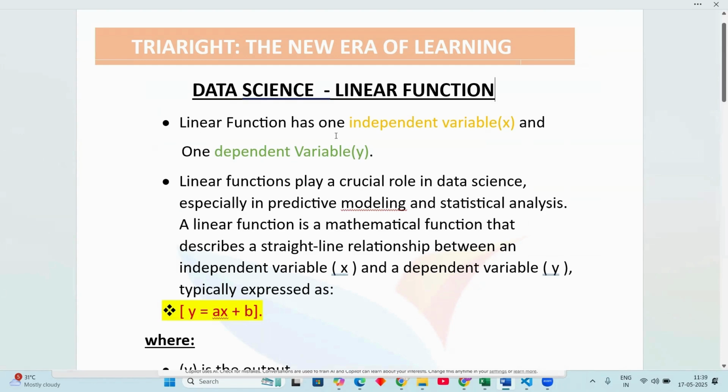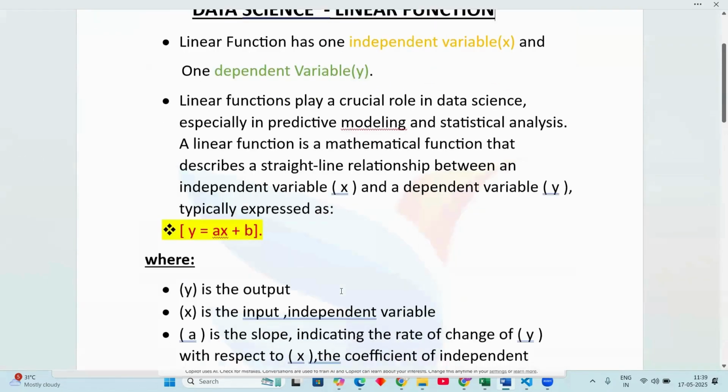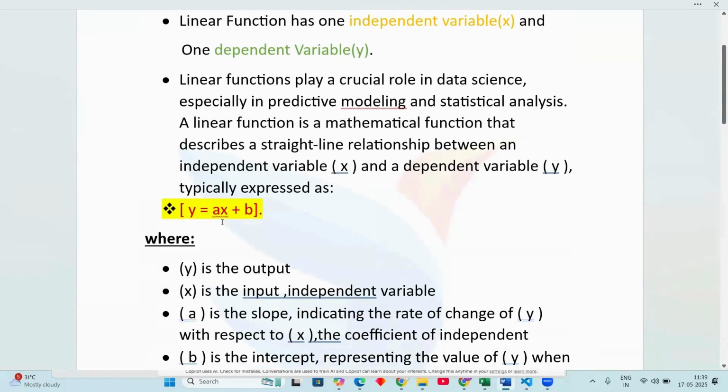A linear function has one independent variable x and one dependent variable y. Linear functions play a crucial role in data science, especially in predictive modeling and statistical analysis. A linear function is a mathematical function that describes a straight line relationship between an independent variable x and a dependent variable y, typically expressed as y = ax + b.